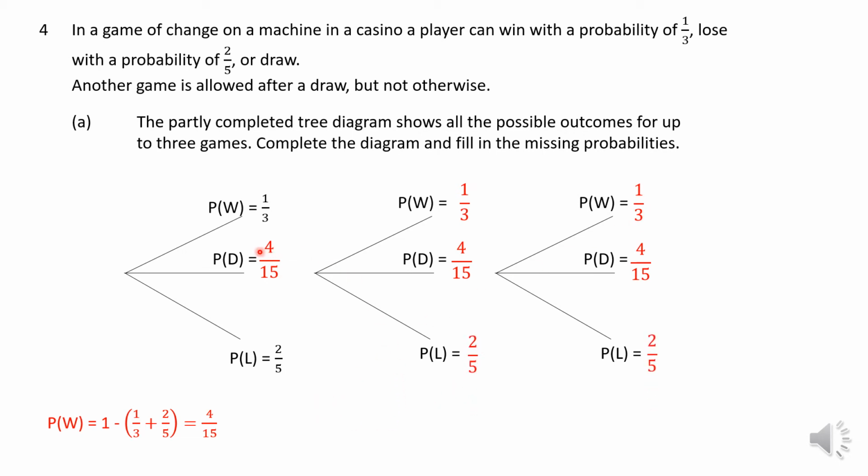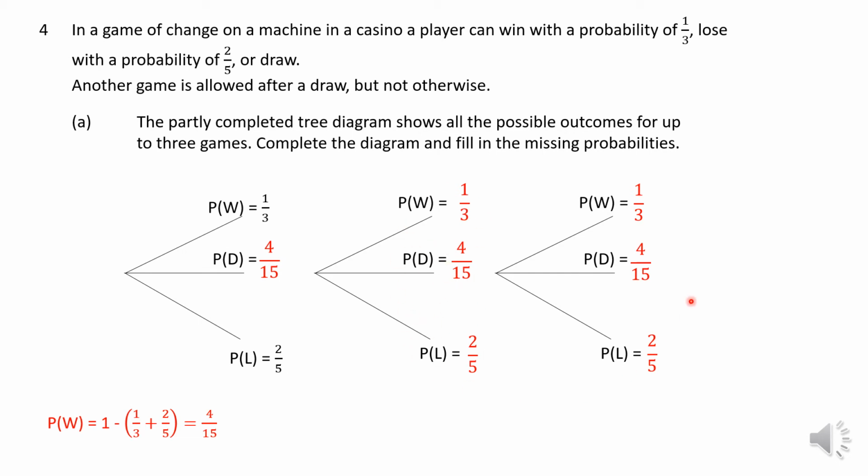What is important with this particular question is that you read it carefully. It says that, and this is the part that maybe students can get confused, you are only allowed another game if you draw, but not otherwise. So when you draw, then they give you another game and you start from the beginning.